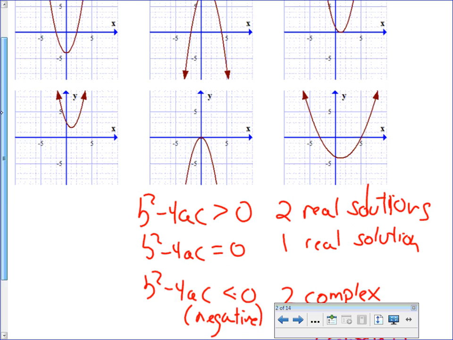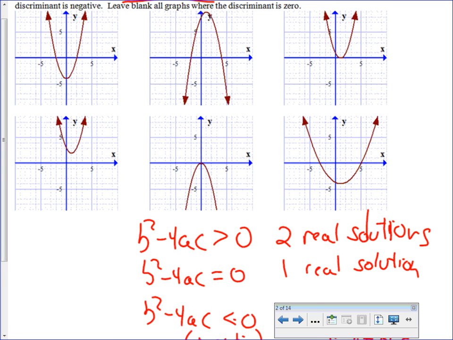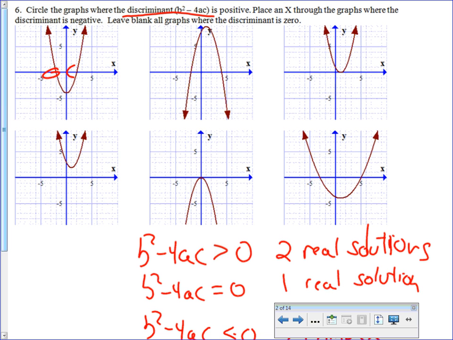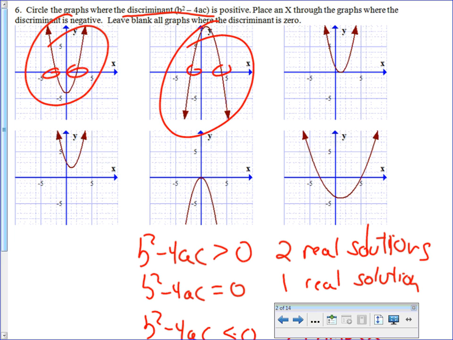So, look at this first one. It has two zeros, which means that the discriminant is positive, so we circle that one. This one has two zeros, circle that one. This one only has one zero. So that means the discriminant is 0, so we're going to leave it blank.